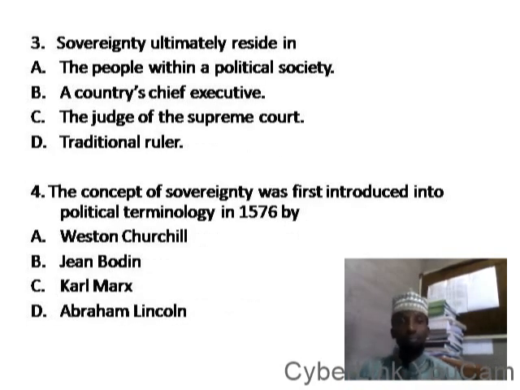Number 3 says sovereignty ultimately resides in: A, the people within a political society; B, a country's chief executive, that is the president; C, the judge of the Supreme Court; D, the traditional ruler.